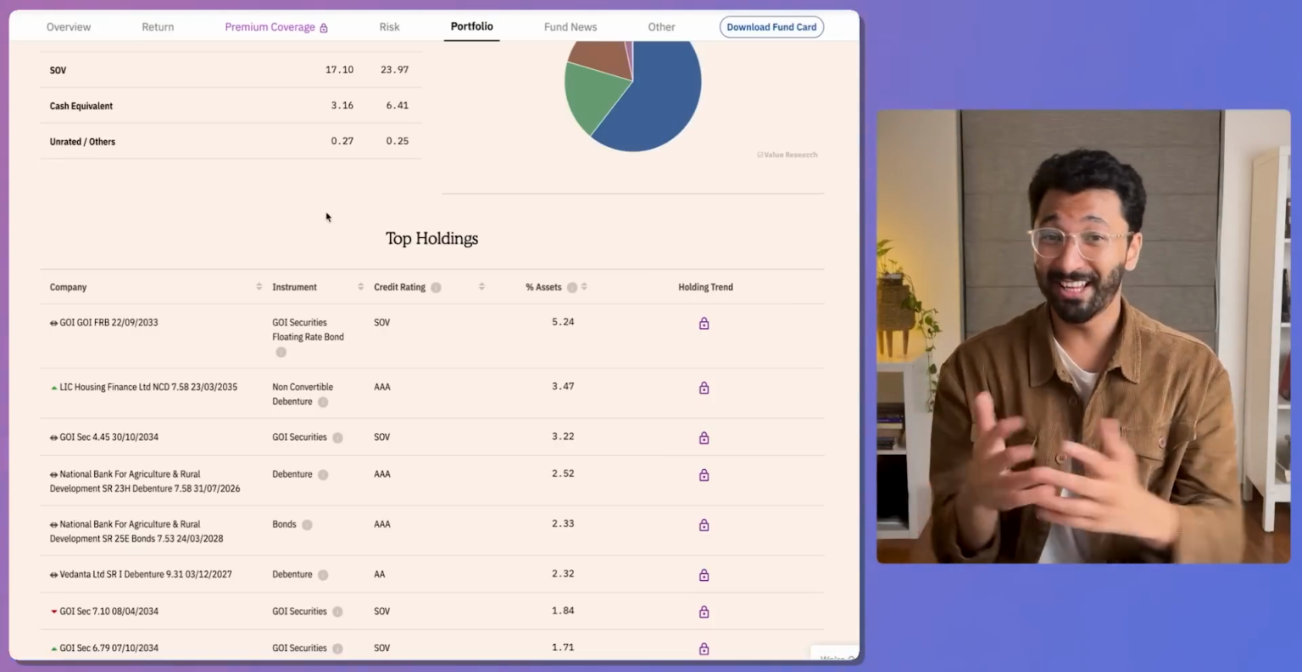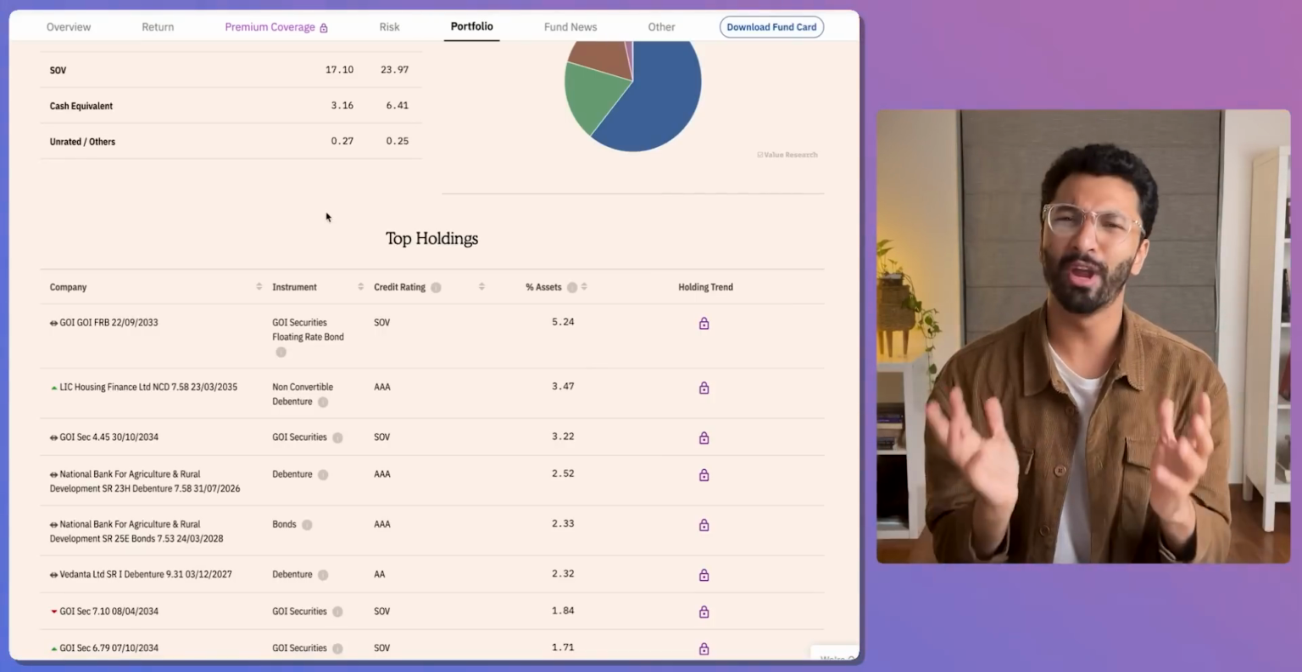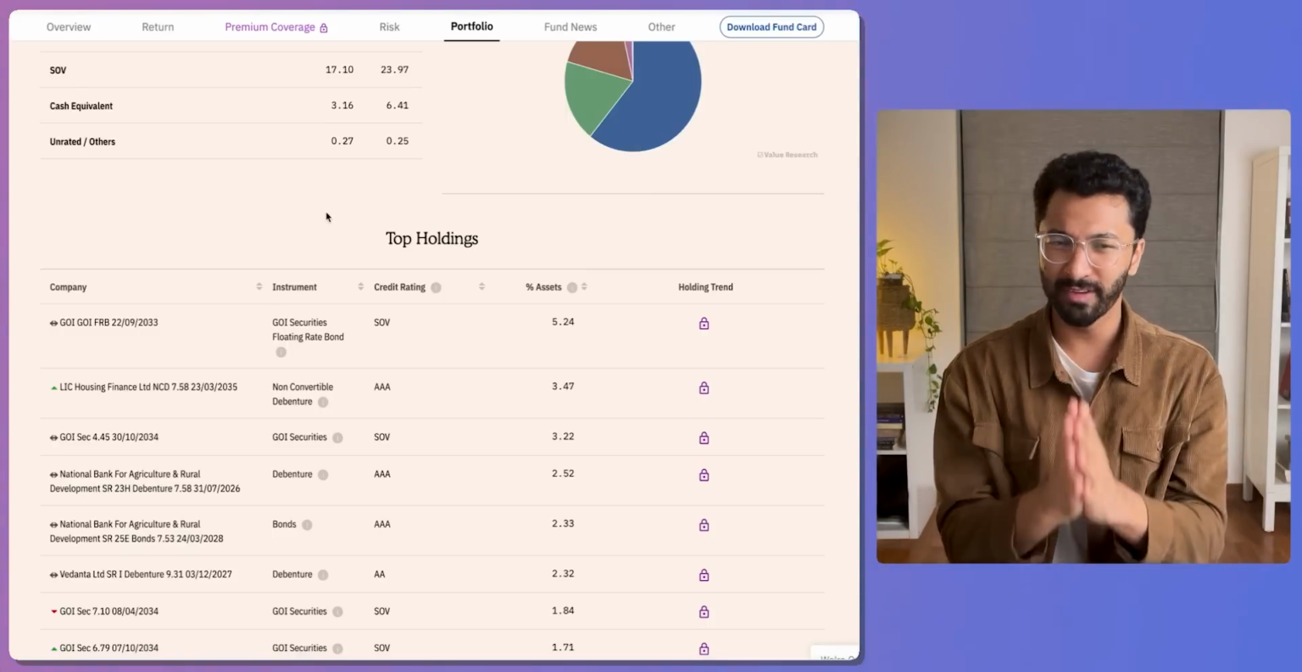Now, such bond funds are very safe. Typically, you would want to stick to fund houses with very large AUMs, with good credibility, good track record when you're investing in bond funds.